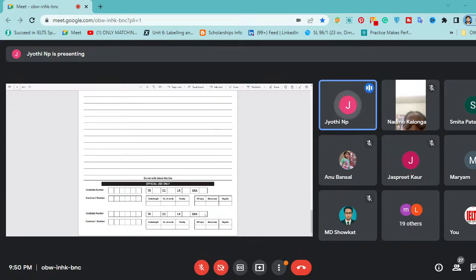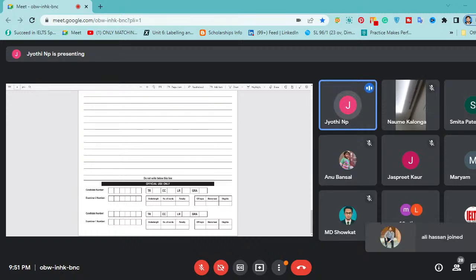Now when it comes to off topic, they will just mention here how many. Memorized means where they feel that a word is taken and translated from your mother tongue to English, so that will come under memorized.